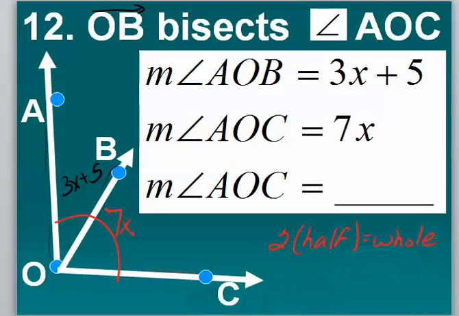So we're going to take 2 times this half AOB, 3x plus 5, and set it equal to the whole 7x. And I'm going to do this on the next slide. 2 times this quantity, those are the parentheses, 3x plus 5 equals 7x.